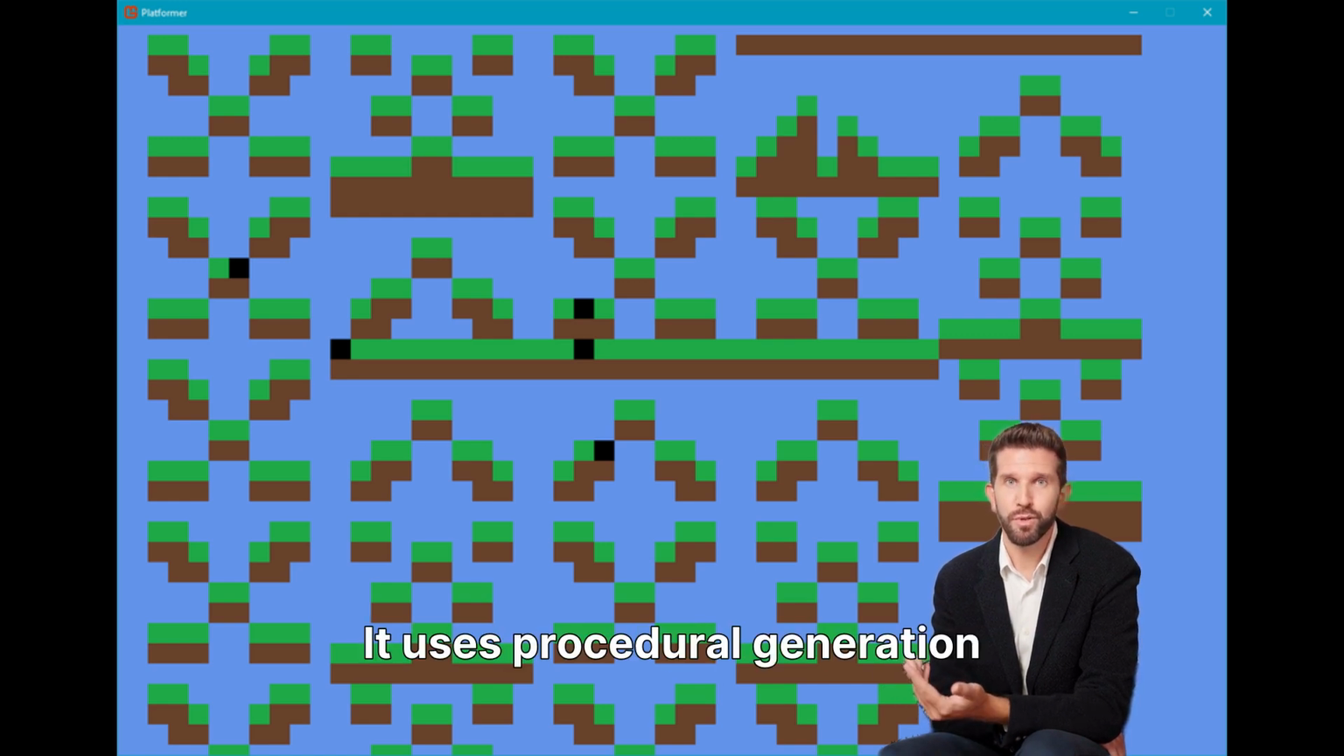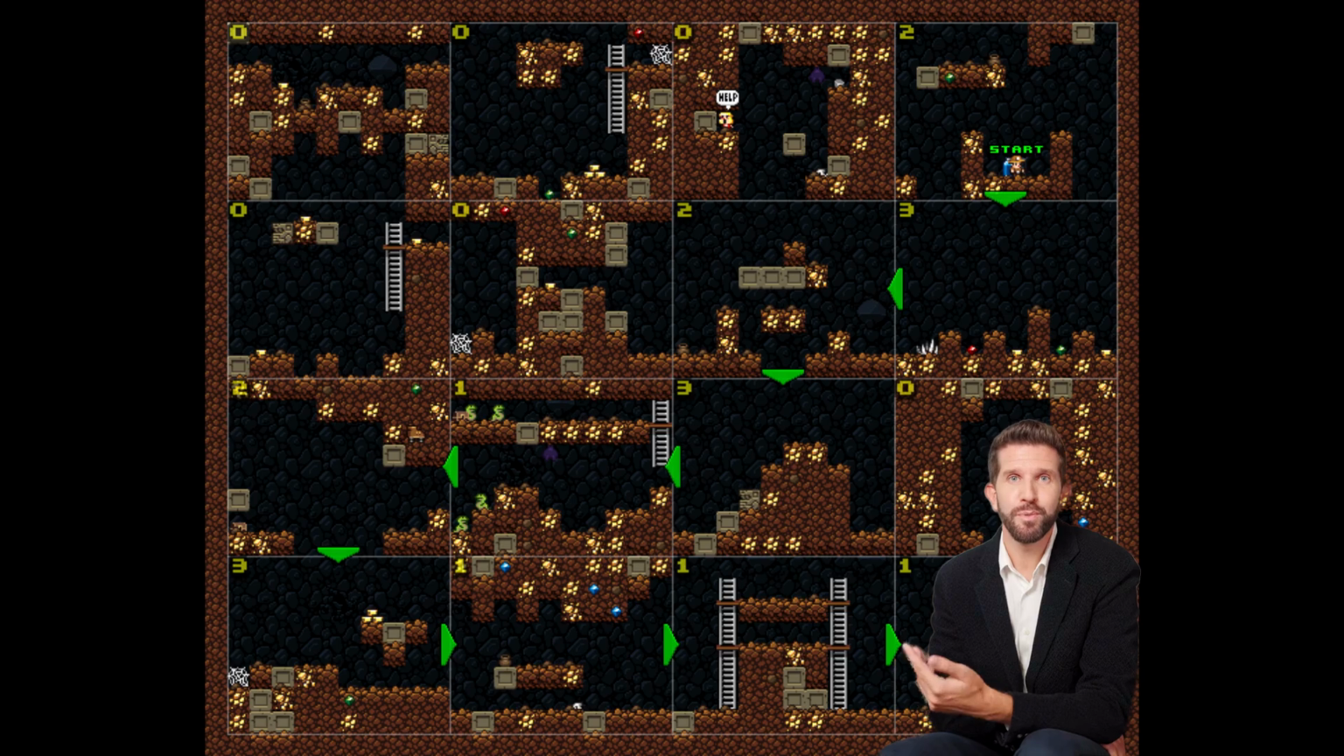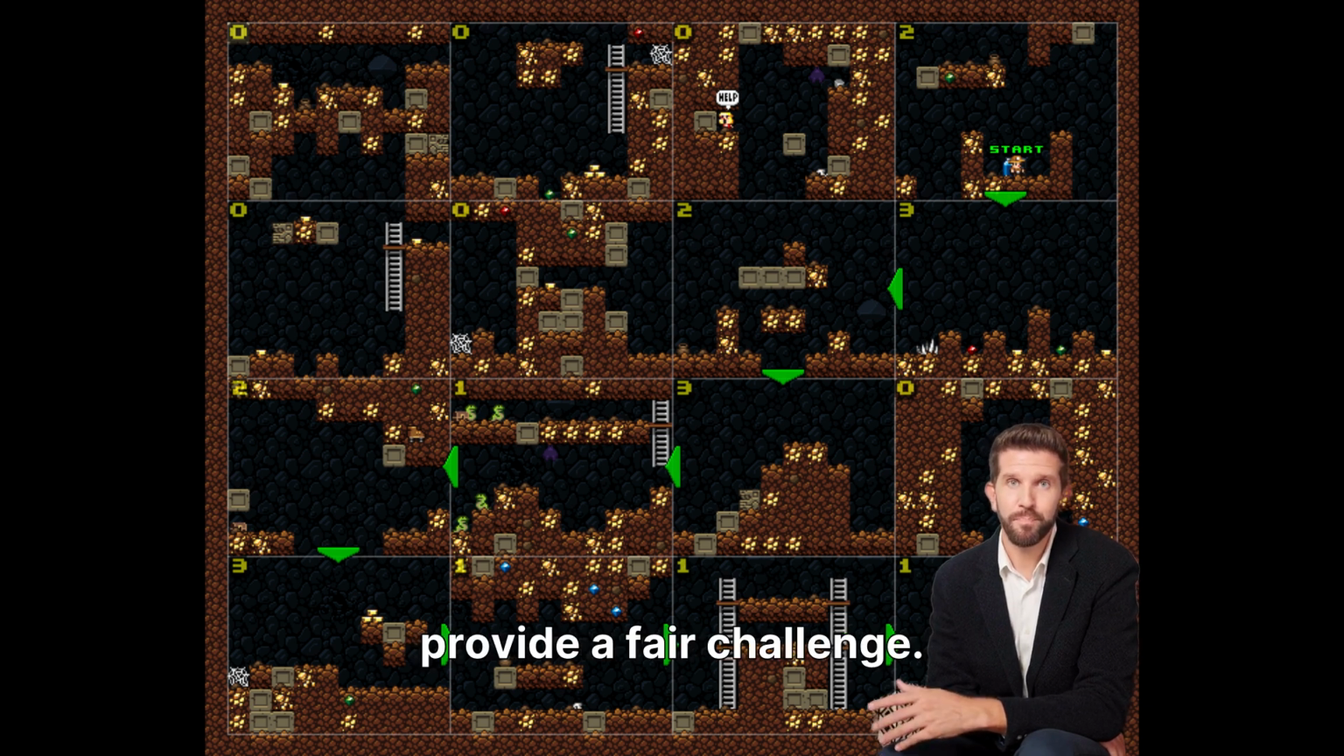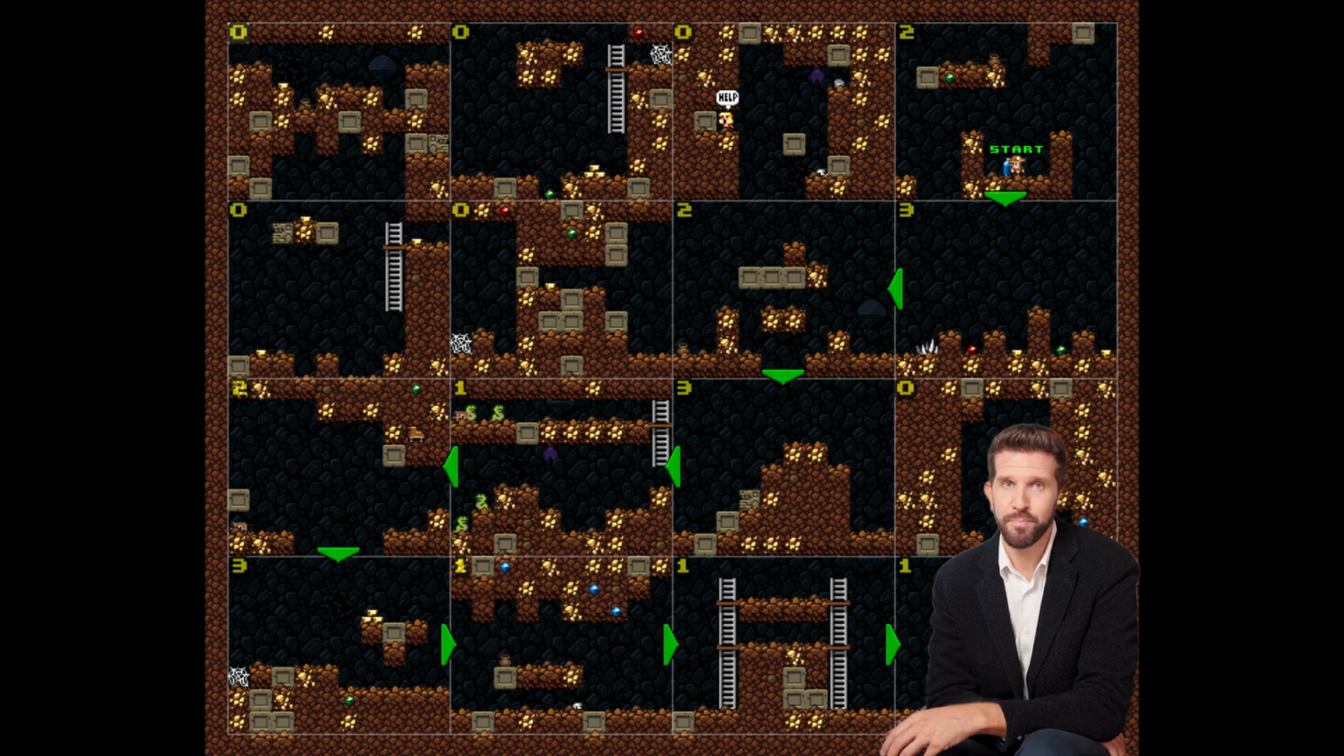It uses procedural generation for its levels, but the developers went the extra mile by carefully designing the rules and elements. They ensured that even though levels are randomly generated, they still have a coherent structure and provide a fair challenge. This kind of thoughtful approach can lead to rewarding player experiences.